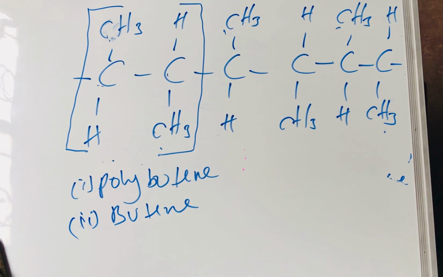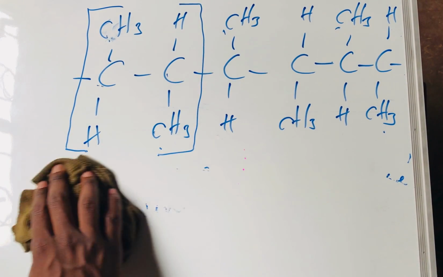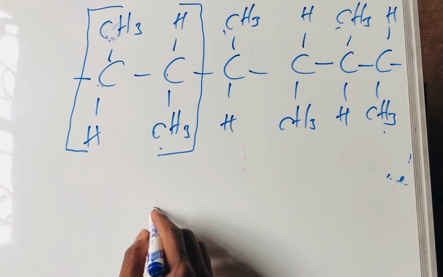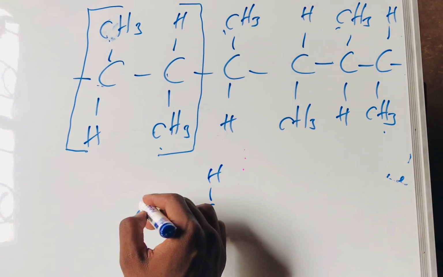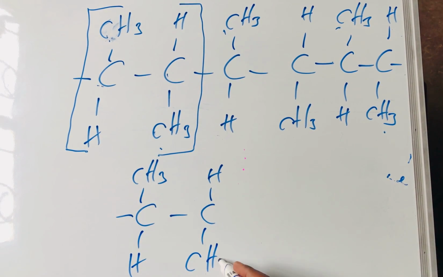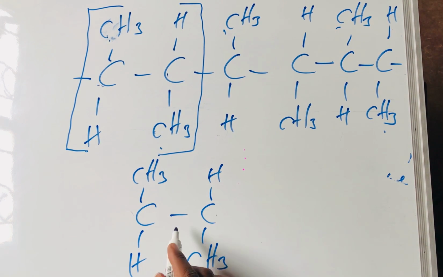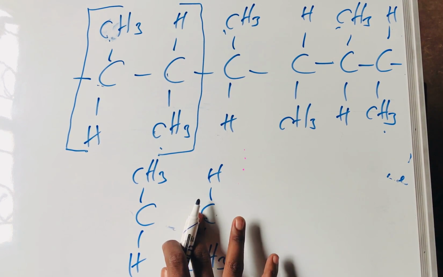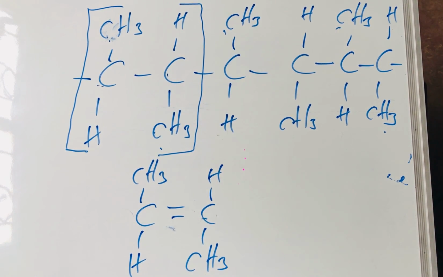Draw the structure of the monomer. To draw the structure of the monomer, we will look at one repeating unit. One repeating unit looks like this. This is what a repeating unit looks like. And so to draw the structure of the monomer, we'll just get rid of those bonds there, and then we put a double bond there like that. And so this is the structure of the monomer.